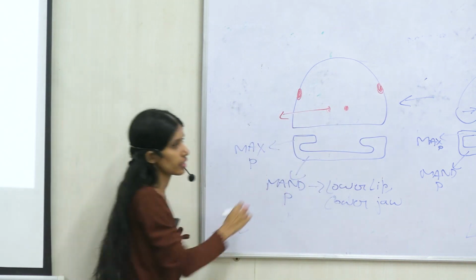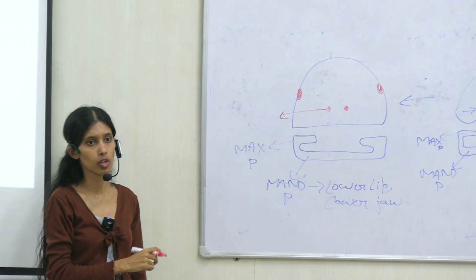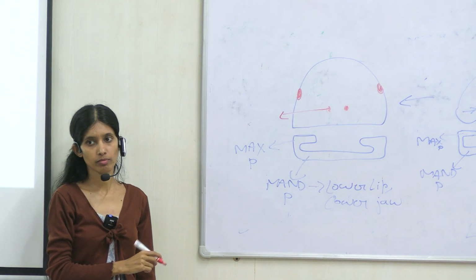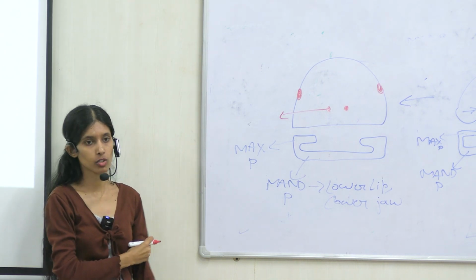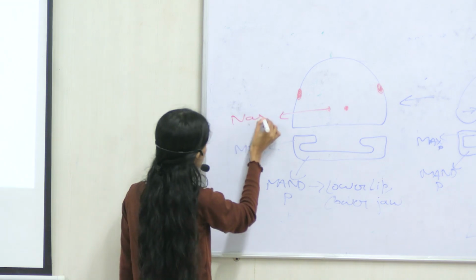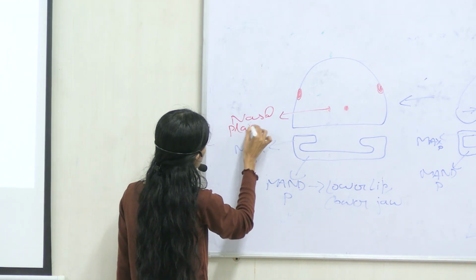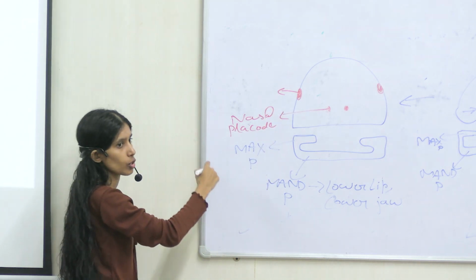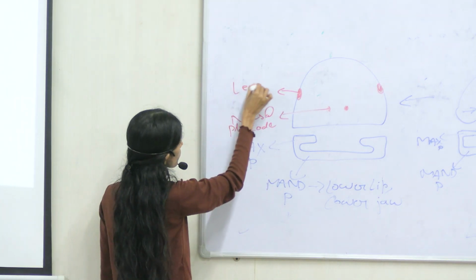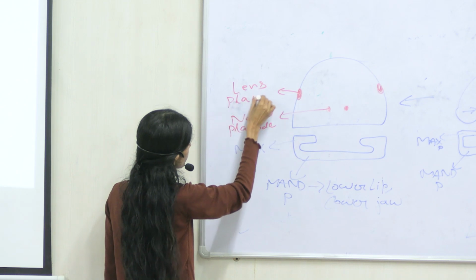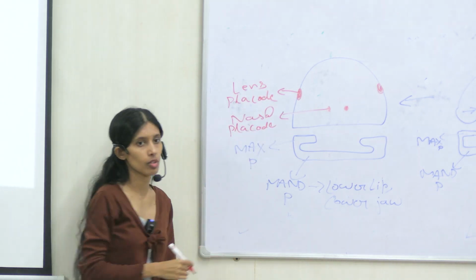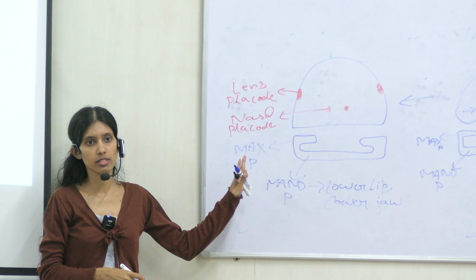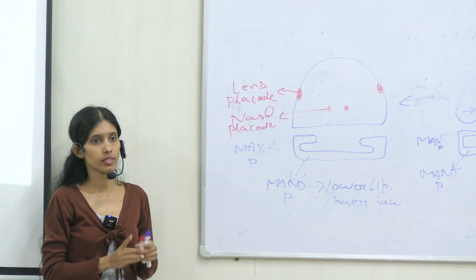The medial thickening is called, what is it called? It is called nasal placode, and this lateral thickening is called lens placode. Okay. Any doubts in this? Any doubts?